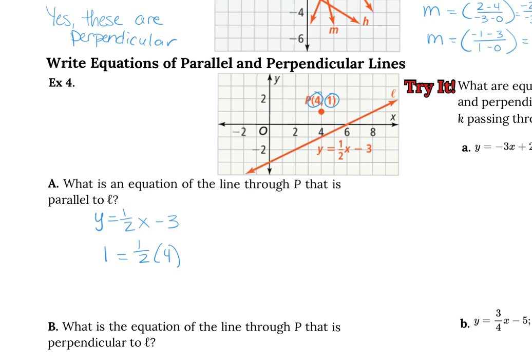But we don't know what the b is. We don't know what the y-intercept is, where it's crossing our y-axis. So I'm going to do plus b. Now I'm going to solve this for b. So b is -1. So then to write the equation of my line, y equals 1/2 x minus 1, the b I just found.